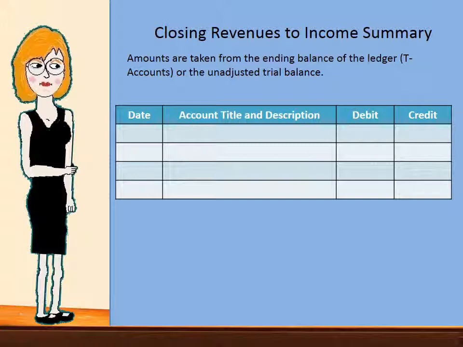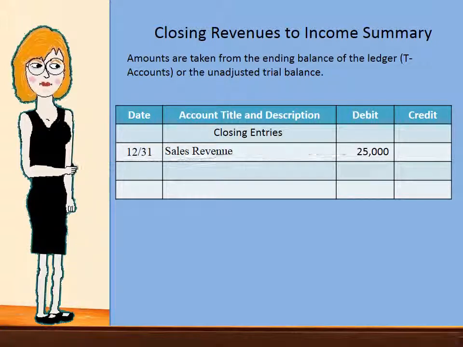Closing revenues to income summary. Amounts are taken from the ending balance of the ledger T account or the unadjusted trial balance. We start with centering the title closing entries in the account titles and description column. Then we put the date, which is 12/31. We will debit sales revenue for everything in the sales revenues account.